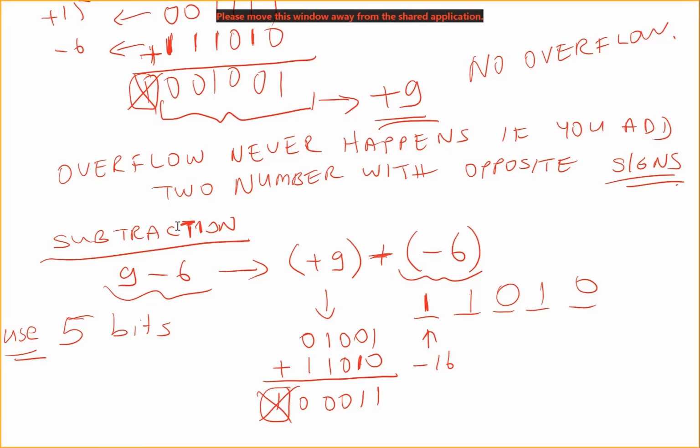And we discard this because we are only using 5 bits, right? So what is this number? This is plus 3 in decimal, right? And the result is correct. It means there is no overflow.